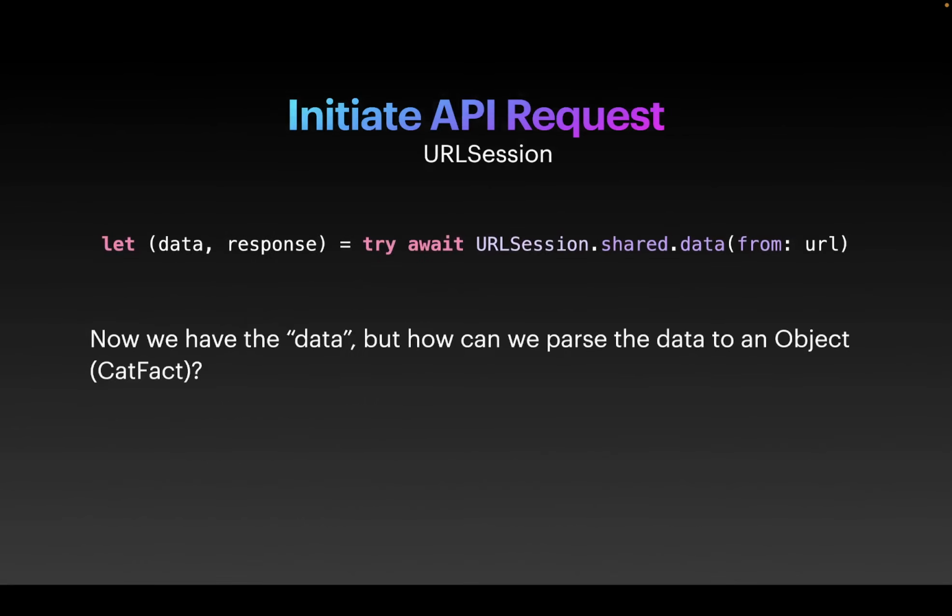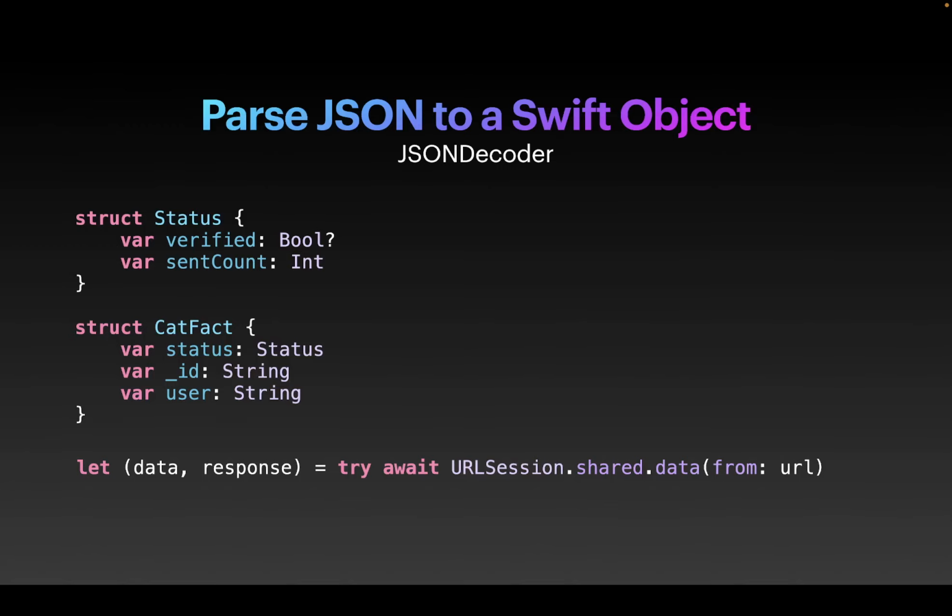Now we have the data, and in the previous slides, we parsed that to a string, right? But the thing is, we don't just want a string. Actually, we want an object. Now, how can we actually parse the data to an object? In this case, we created a struct before, which is named cat_fact. So how do we do that?